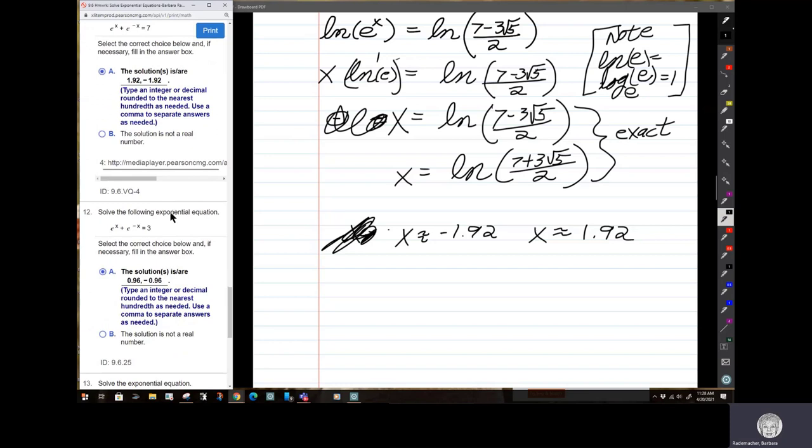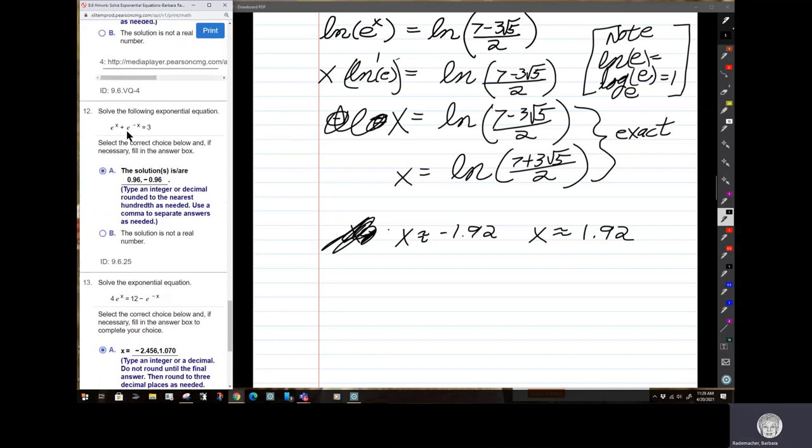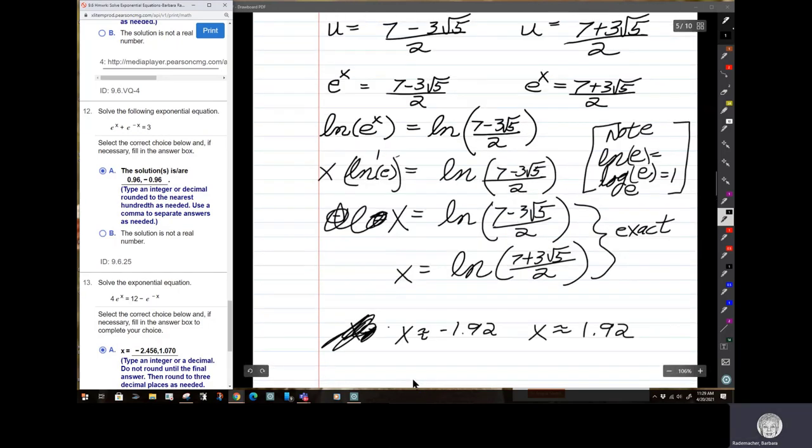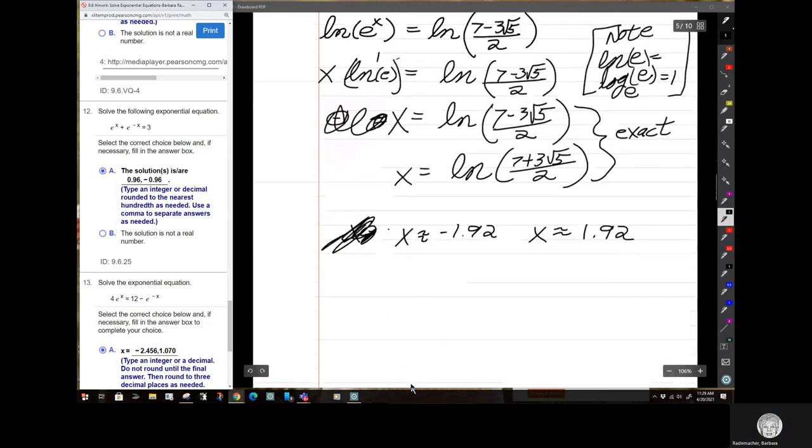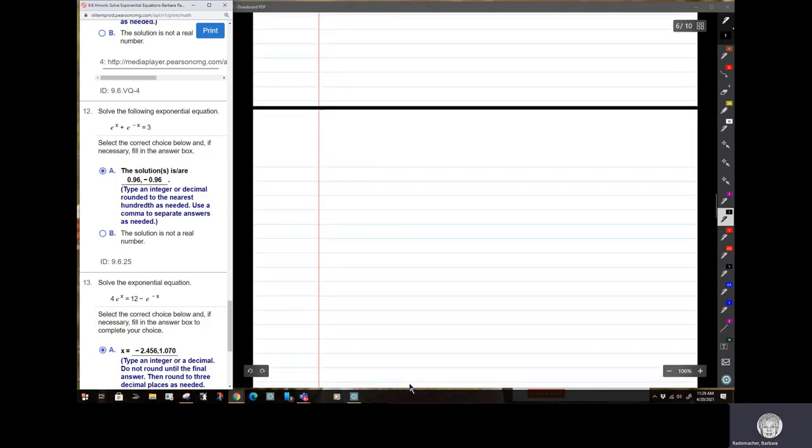We've got another one just like it. e to the x plus e to the negative x equals 3. Solve it exactly the same way. And then we have this, which is a little bit different.